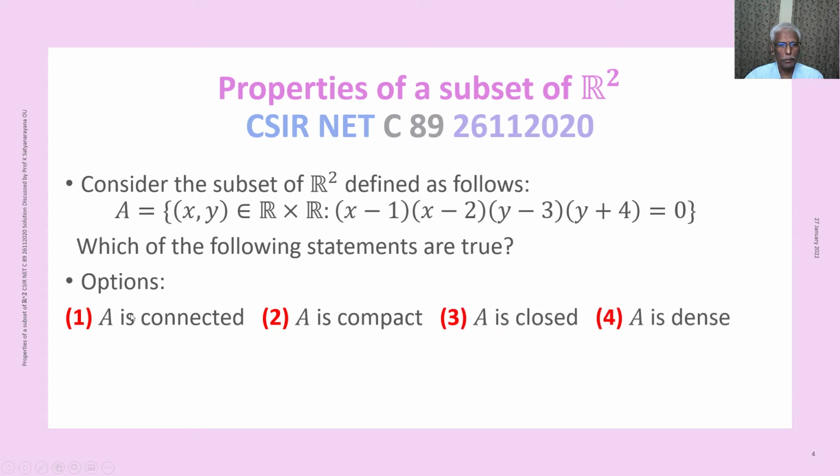Option 1, A is connected. Option 2, A is compact. Option 3, A is closed. Option 4, A is dense. And if you observe, the options 2, 3 and 4 are based on closed nature of A, and option 1 is about the connectedness of A. So we will first talk about the connectedness, then talk about the closed, and then subsequently talk about 2 and 4.